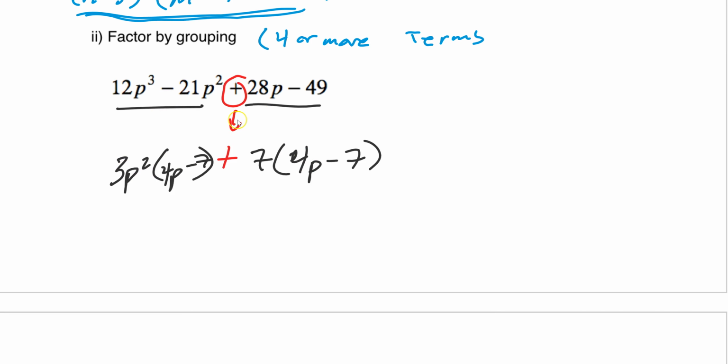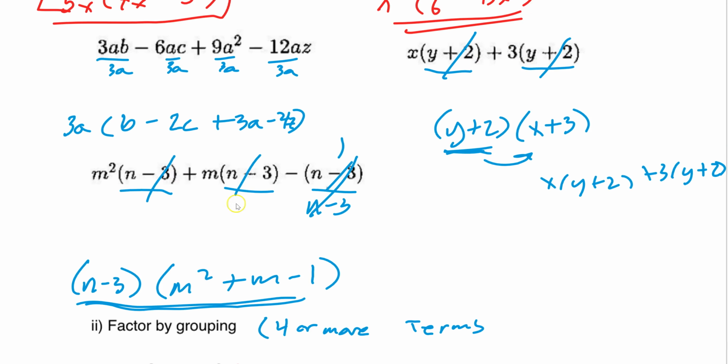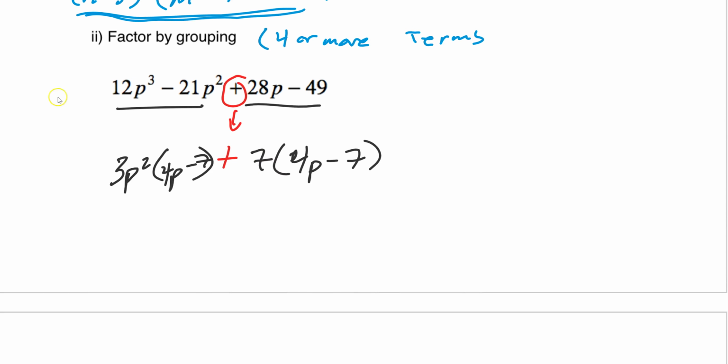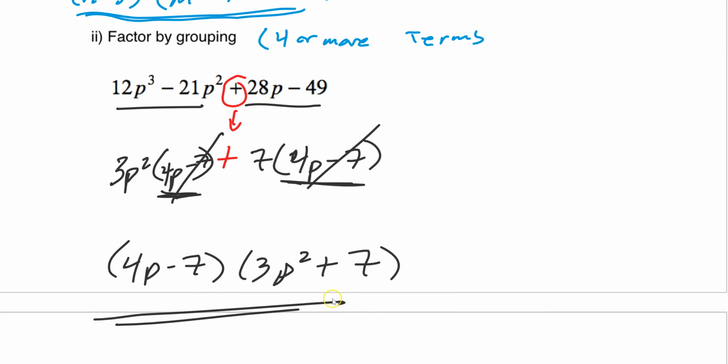And now look at, that's the exact same thing we did up here. Right, the exact same concepts. Like what do these have in common? They have a 4p minus 7 in common. So you pull that out. And look what's left over. 3p squared plus 7. That's the idea. Let's do some more.